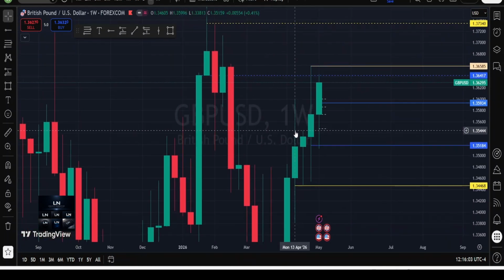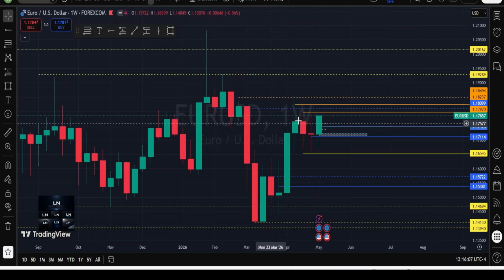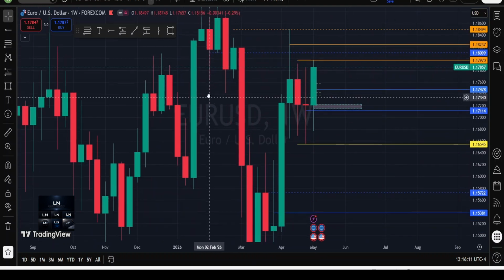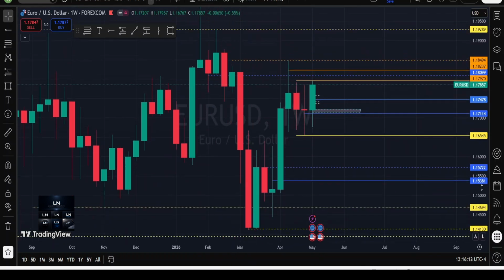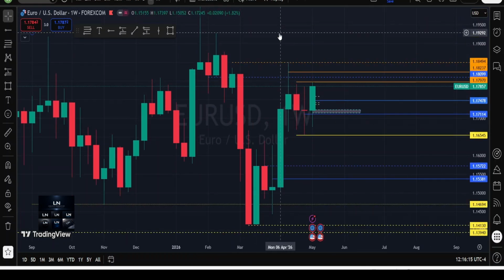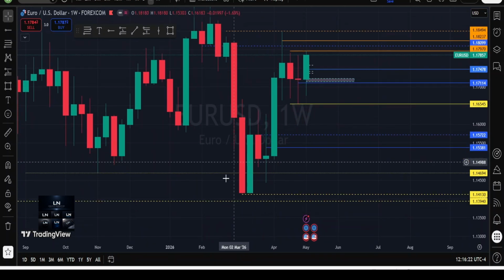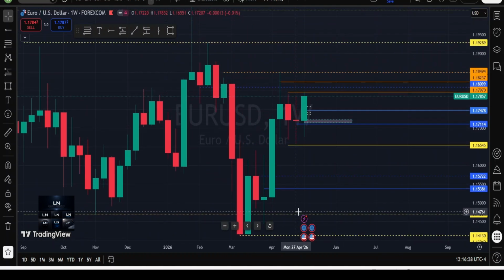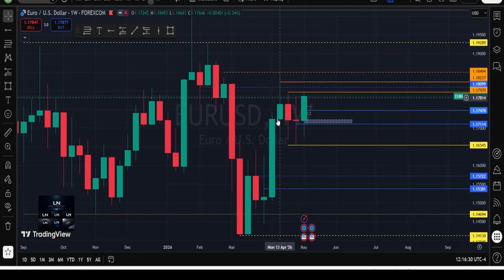So if we move down to our next pair, we're looking at Euro USD. We've already mapped out our daily range. Our daily range on the weekly time frame for Euro USD still remains this high and this low, the high being the 1928 level, and then the low being the 1413 level. So this is our daily range, and price also is sitting in the premium zone of Euro USD.